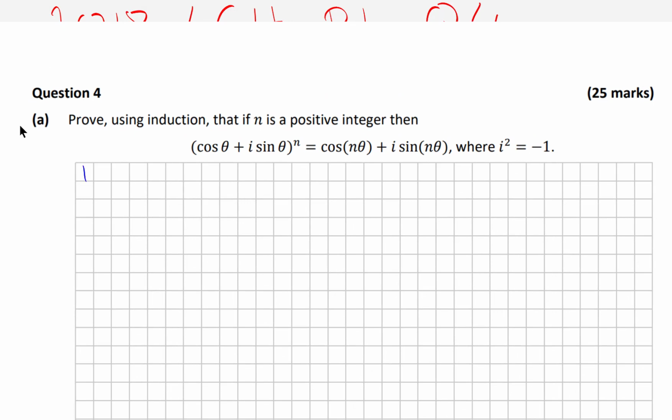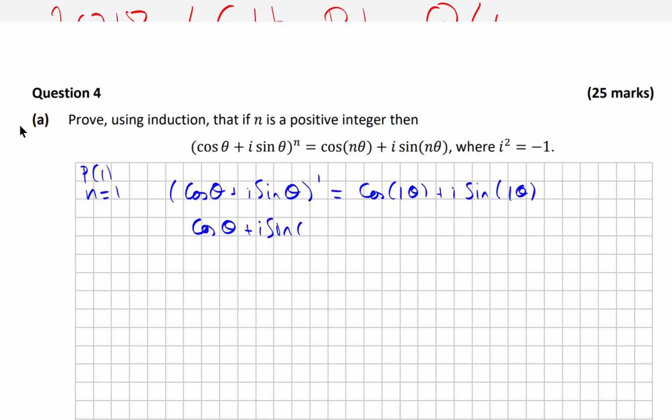So our first step, P(1), where n equals 1. So you fill a 1 in for n. (cos theta + i sin theta) to the power of 1 is equal to cos of 1 times theta plus i sin of 1 times theta. So that's clearly true. That's just telling us cos theta + i sin theta equals cos theta + i sin theta. So that's fairly straightforward. We can say, therefore, true for n equals 1.